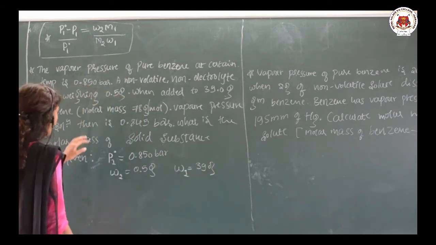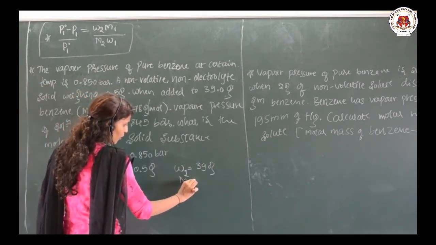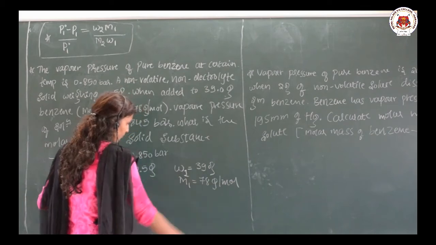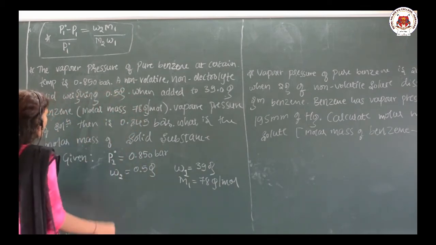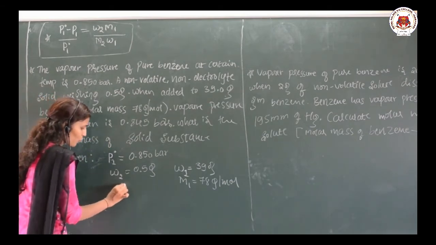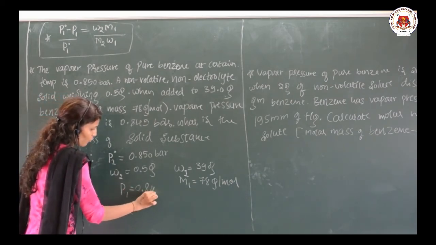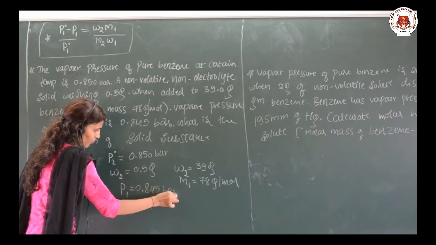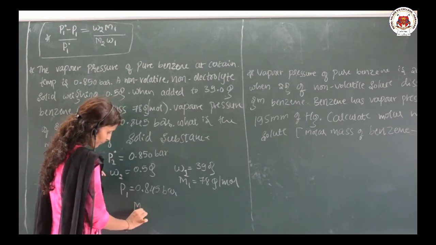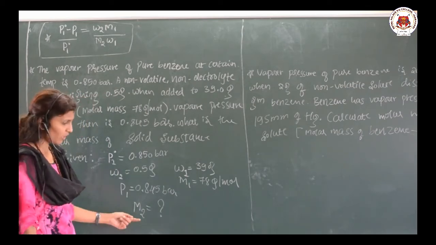Now, the molar mass of the benzene they have given, it means the solvent's molar mass is 78 gram per mole. And one more thing they have given, the vapor pressure of the solution, it means the vapor pressure of the solution P1 is equal to 0.845 bar. The question, we have to find the molar mass of the solid solute, that is M2.